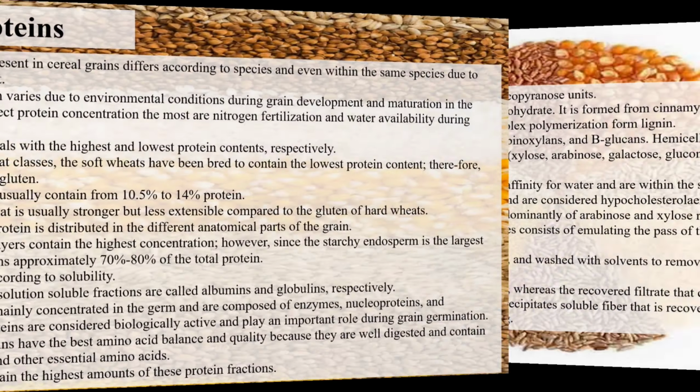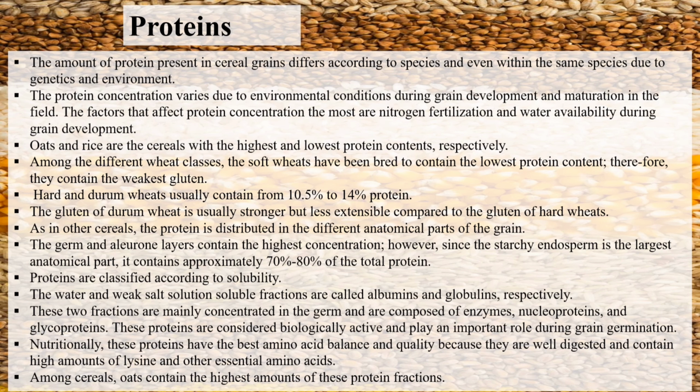The third component is proteins. The amount of protein present in cereal grains differs according to species and even within the same species due to genetics and environment. The protein concentration varies due to environmental conditions during grain development and maturation in the field. The factors that affect protein concentration the most are nitrogen fertilization and water availability during grain development.